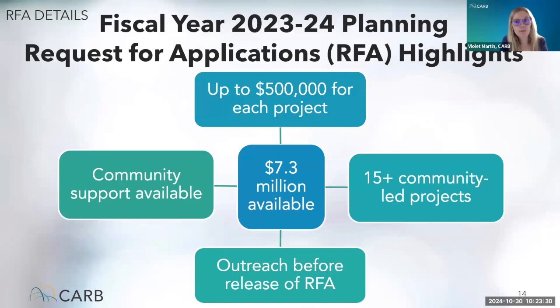So public feedback will help shape many of the particulars, but the basic building blocks of the upcoming planning RFA include, we have 7.3 million available for community-led planning projects. We received a lot of feedback last year in support of a $500,000 project cap, which means we can fund 15 projects or more if the average funding request is less per project. Outreach focusing on priority populations will be conducted in advance of the RFA release, and community support, including direct application assistance, will be offered.